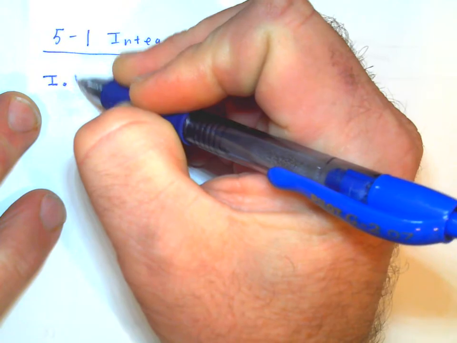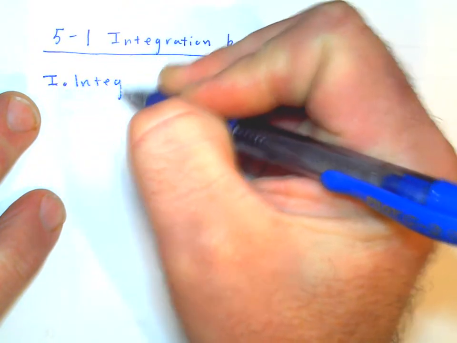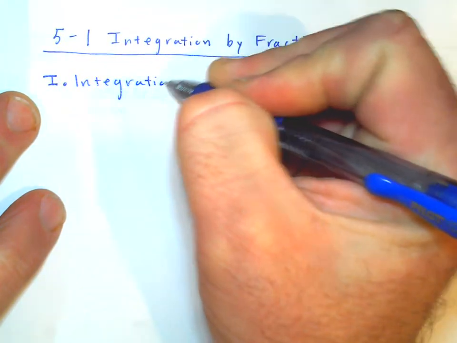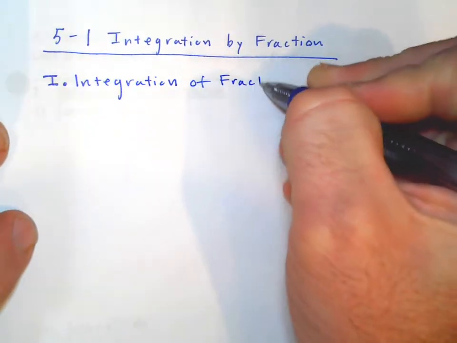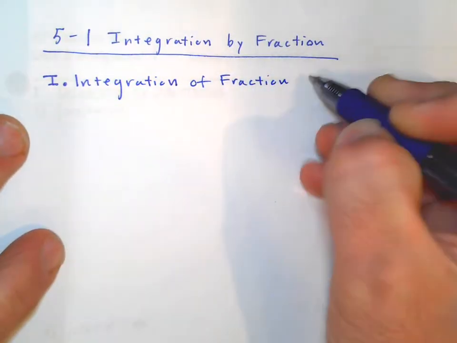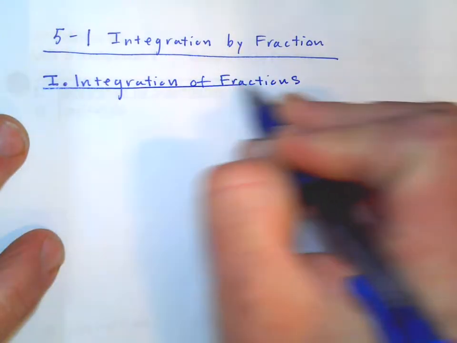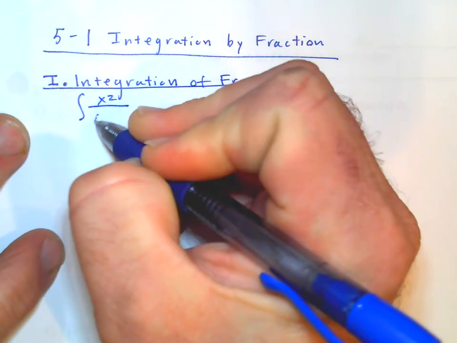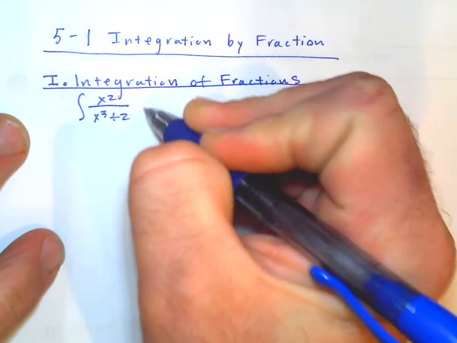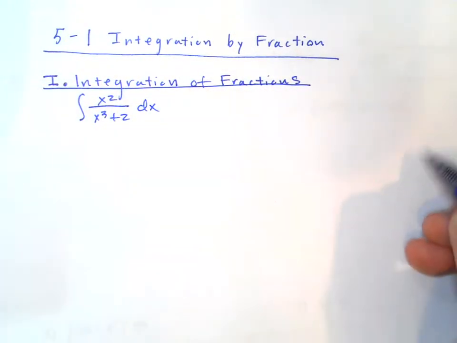Section 1, integration of fractions, as opposed to by fraction. It'll make more sense as we do this. Integration of fractions. So if we had an integral, like say x squared over x cubed plus 2 dx, how would we integrate that?